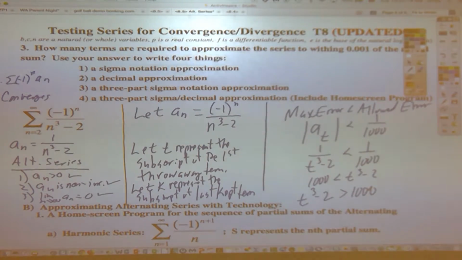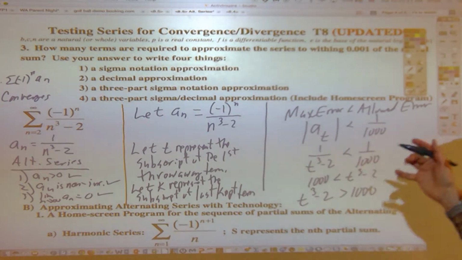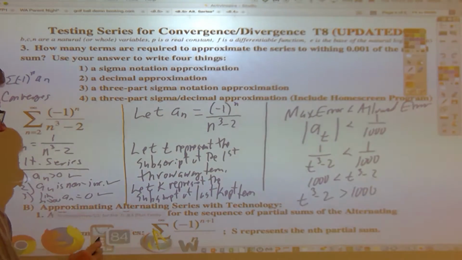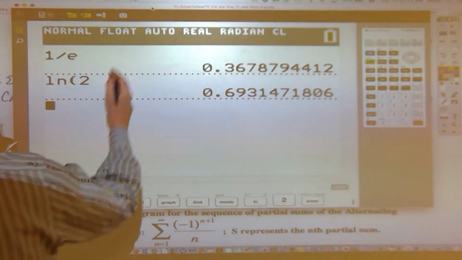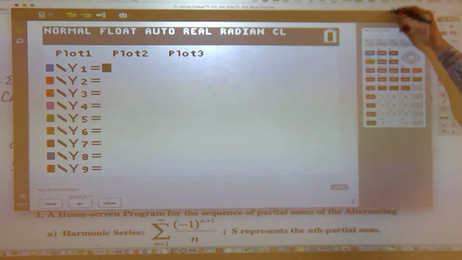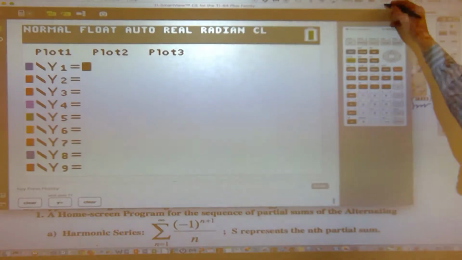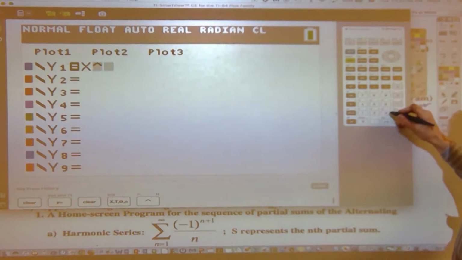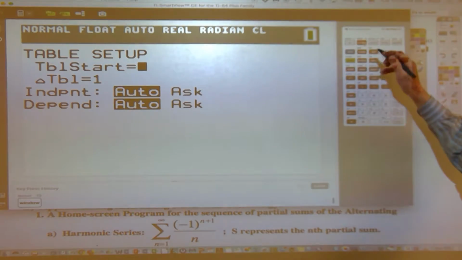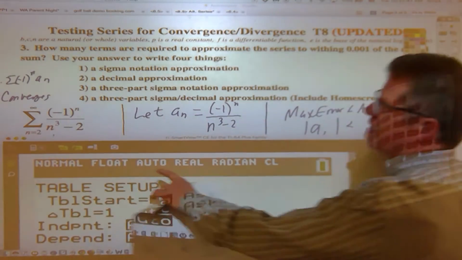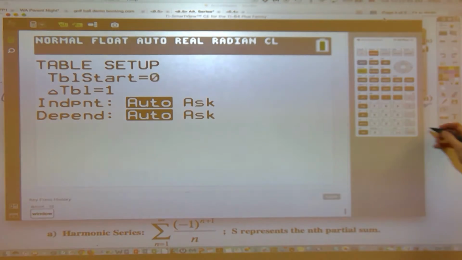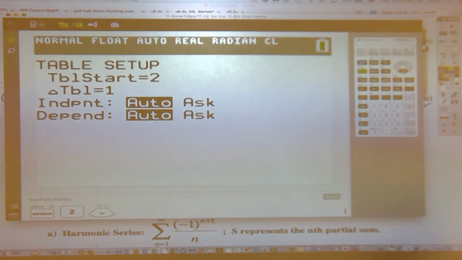Now, it's not unreasonable to go to the calculator and use it as follows. On the calculator, I'm going to go to my y equals menu and type in x cubed minus 2. So x cubed minus 2 goes in for y1. I'm going to go to table set. I'm going to start it not at 0, but at 2. You start at 2, because that's the lower limit of summation.